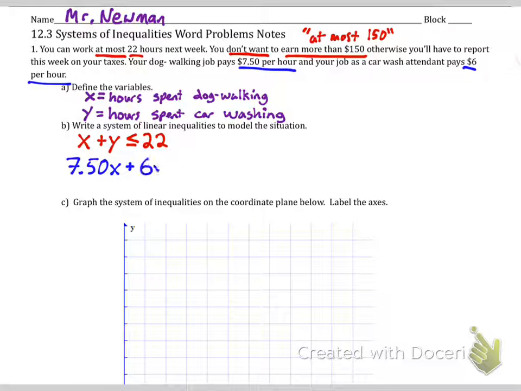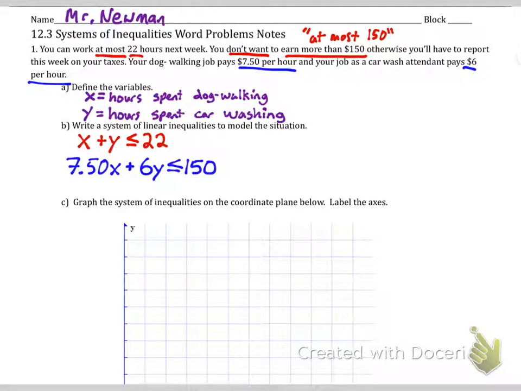For the other one, we're going to use our rates. So 7.50 times X, that's because you make $7.50 an hour, plus 6 times Y, that's because you make $6 per hour in the car washing. And what those two things are going to do is give us how much money you're going to make total. Well, you said you cannot make more than $150, otherwise you'll have to report it to your taxes. So if 150 is the maximum, the most you can make, those two quantities must add up to be less than or equal to 150. So we write less than or equal to 150.